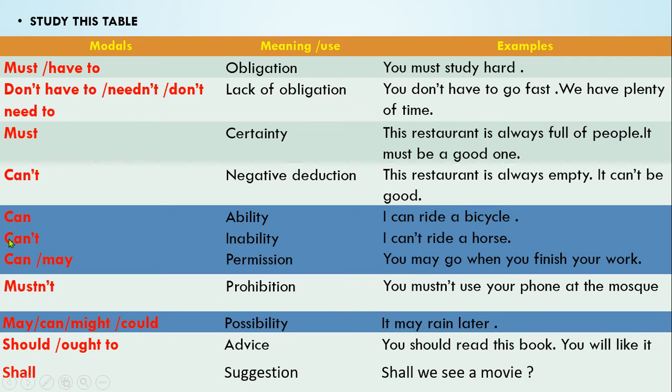May, can, might, could. So here, concentrate, please. These are repeated, these ones here: may, can, might, and could. But they express something else. They express possibility. It may rain later. Are we sure it may rain later? No, we are not sure. Why? Because simply there is a possibility to rain or not to rain. Fine. The last one is shall and expresses suggestion. Shall we see a movie? Yes, why not? Let's see it.